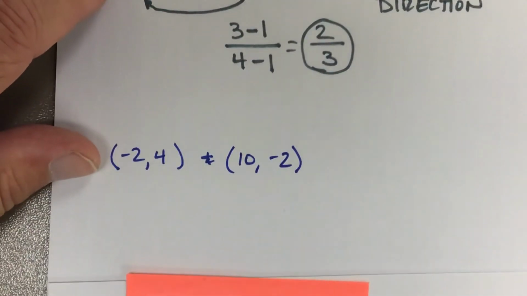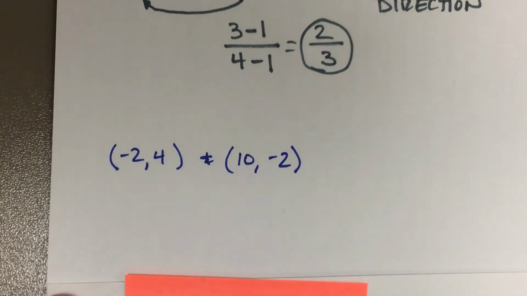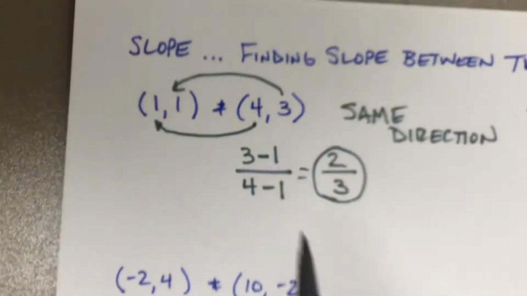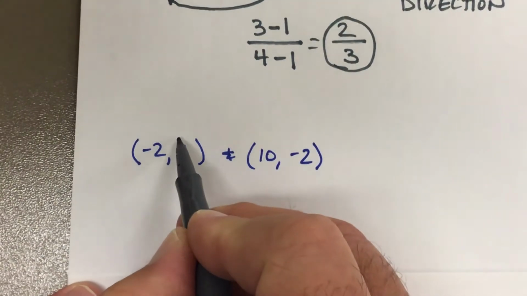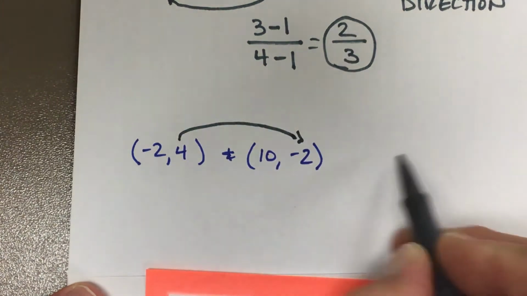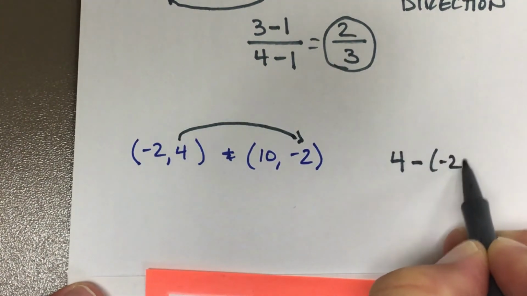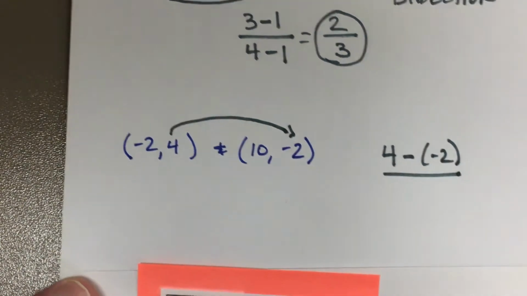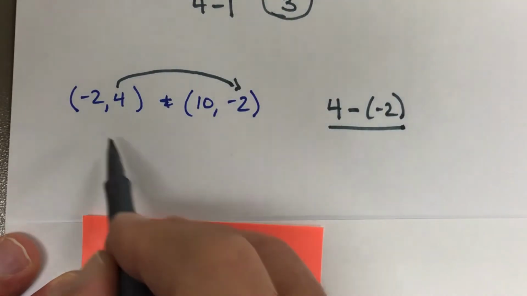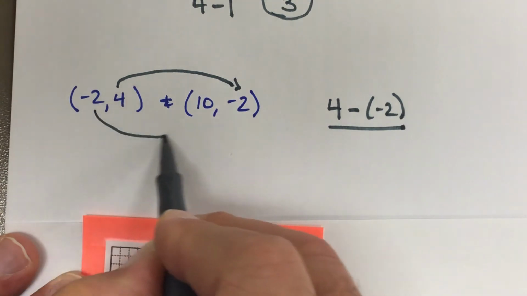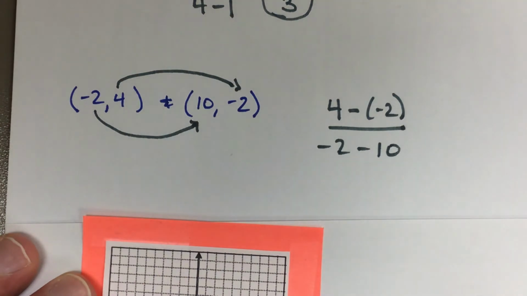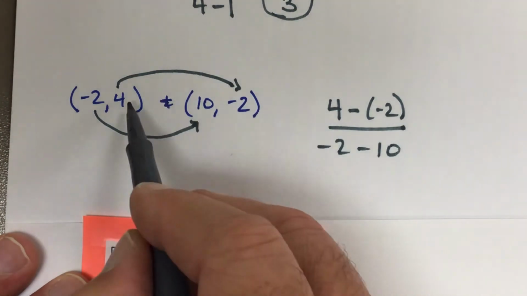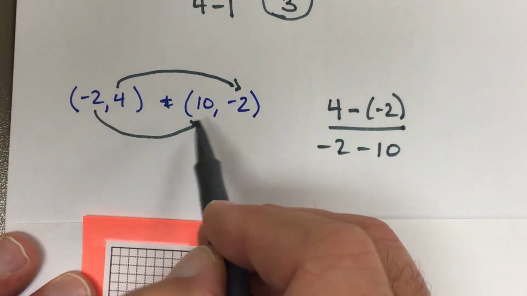With negatives, you have to be careful with the negatives. So sometimes you might want to use parentheses. So again, now the last time I went right to left. This time I'm going to go left to right. So I'm going to take 4 minus a negative 2, over, and then since I started with the 4, I'm going to start with the negative 2, and I'm going to say negative 2 minus 10. So 4 minus a negative 2, same direction, negative 2 minus 10.